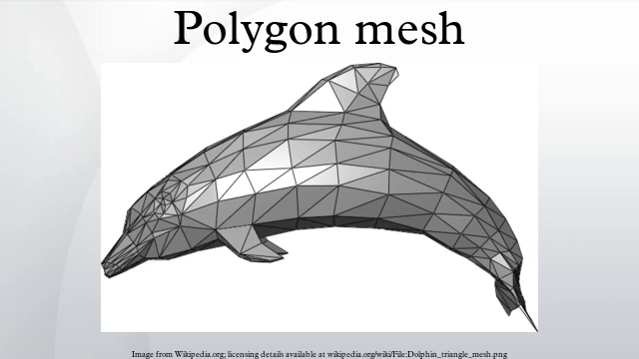A polygon mesh is a collection of vertices, edges and faces that defines the shape of a polyhedral object in 3D computer graphics and solid modeling. The faces usually consist of triangles, quadrilaterals, or other simple convex polygons, since this simplifies rendering, but may also be composed of more general concave polygons, or polygons with holes.